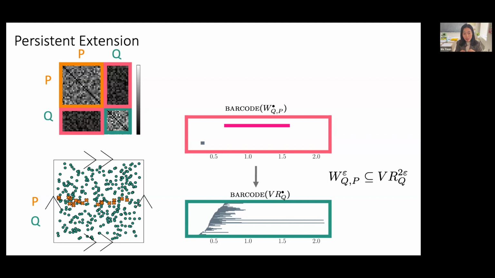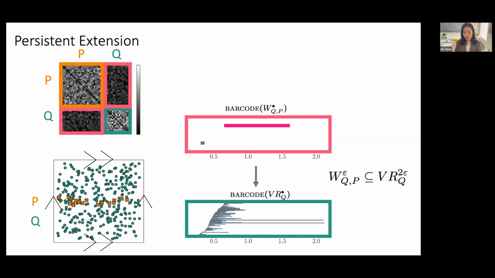Here, because my points P's and Q's are embedded in the same space, in this particular example this doesn't occur. But when we tried to use this approach with neuroscience experiments, we realized that the moment you double your parameter of the witness complex, you end up trivializing a lot of the features and you can't really say much about how the bars are related.